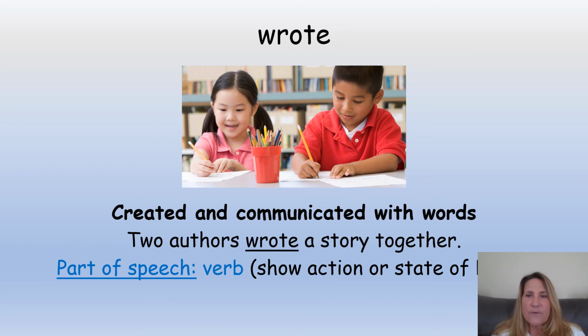Wrote, created and communicated with words. Two authors wrote a story together. It is a verb because they are doing it. The children are writing the story. They wrote.